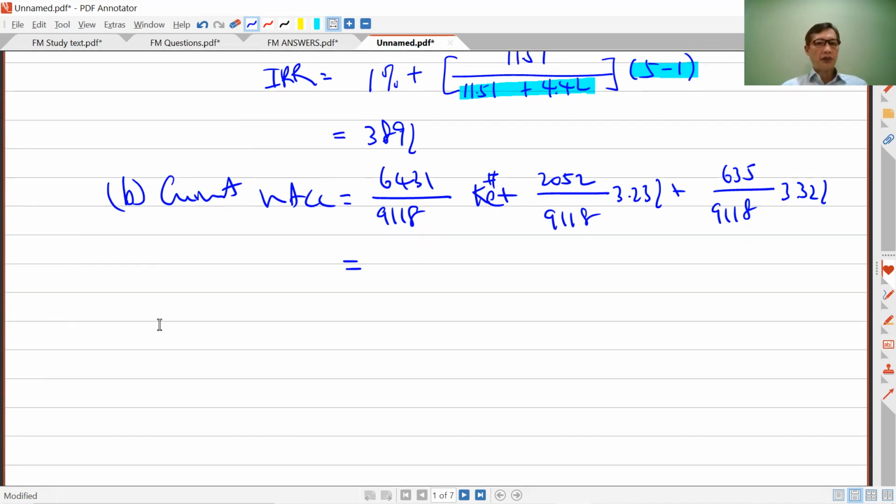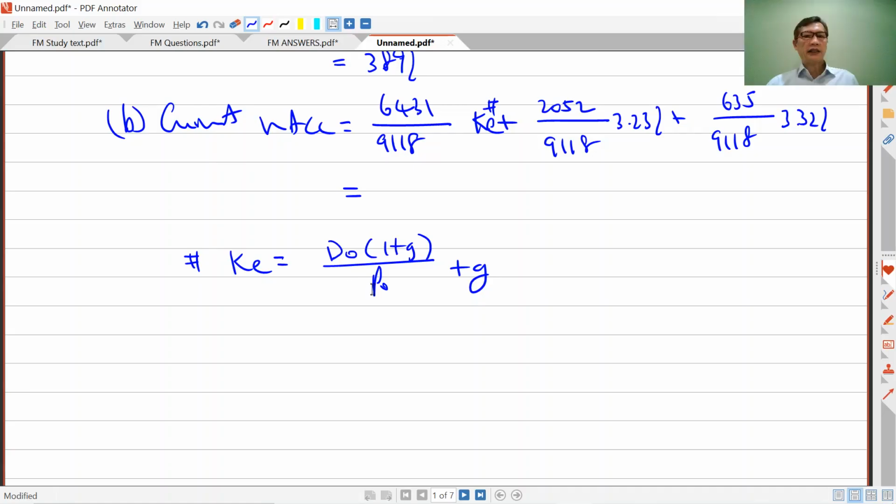Okay, so we can now write down the cost of equity. Under the growth model, cost of equity is the dividend per share, the dividend growth rate, and the current share price. For the current share price, we have 276p. The dividend we have to work out, and then we have the growth rate here.